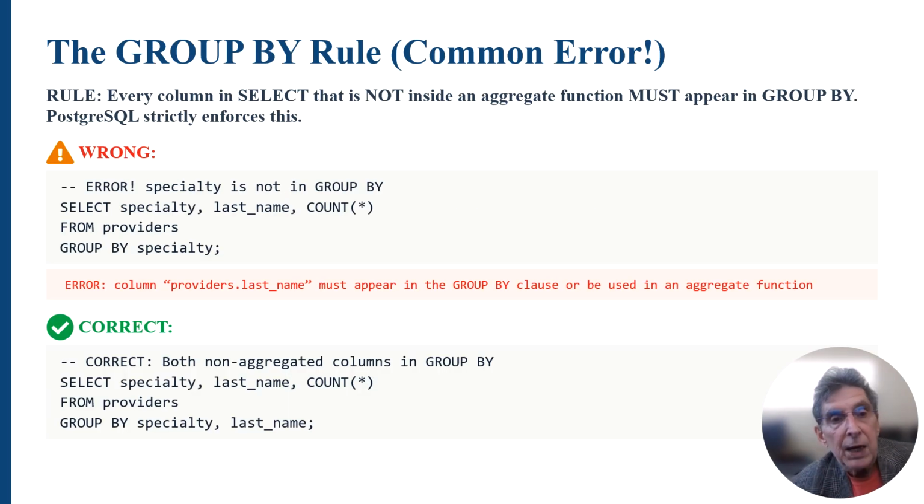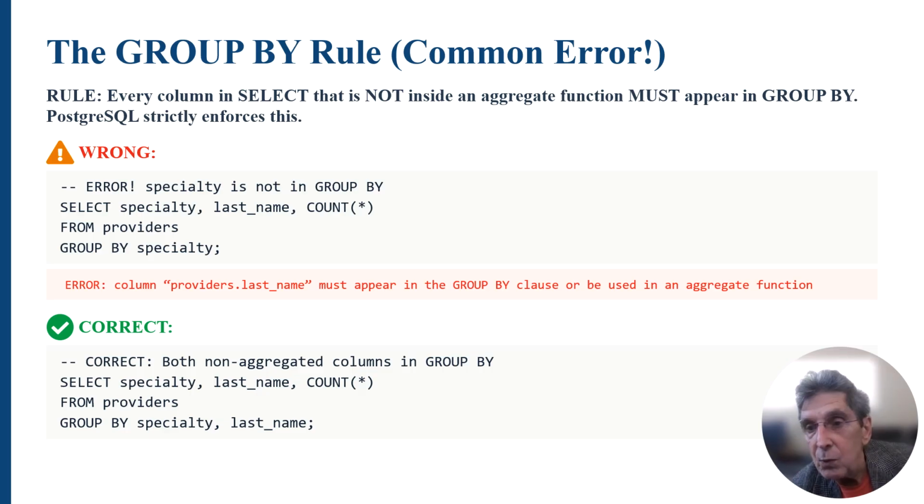All right, let's look at the group by, a common error that people make. This is one of the most common errors students encounter. So look at this carefully. The rule is simple, but strict. Every column in your select clause that is not wrapped in an aggregate function must appear in your group by clause. The wrong example here is select specialty, last name, and count star, but only groups by specialty.